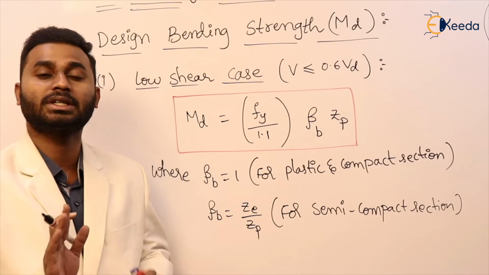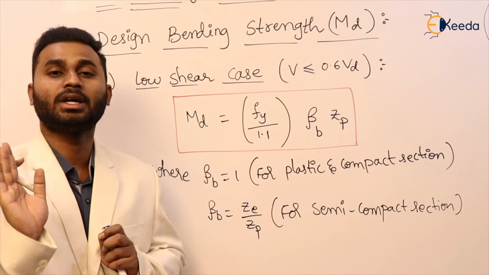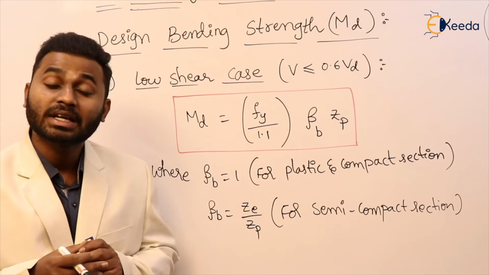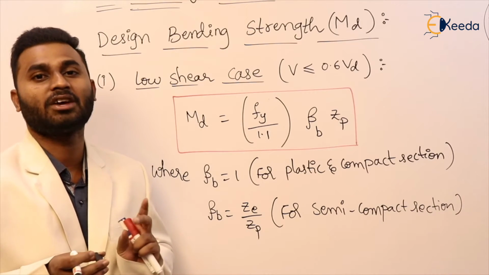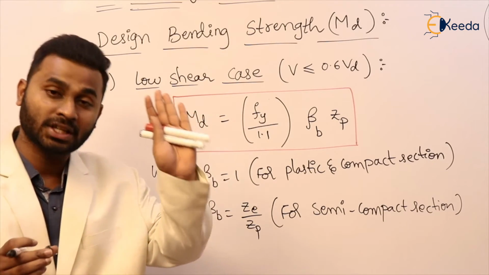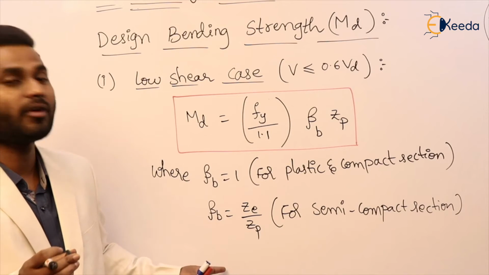For the rolled steel section, there is no formula. For the rolled steel section, there is no such case of slender section. So no need to discuss slender sections in this design of beams. Design of beams means we are going to use rolled steel sections, which are manufactured in industries or various steel plants, as a beam. So for that, these are the formulas.